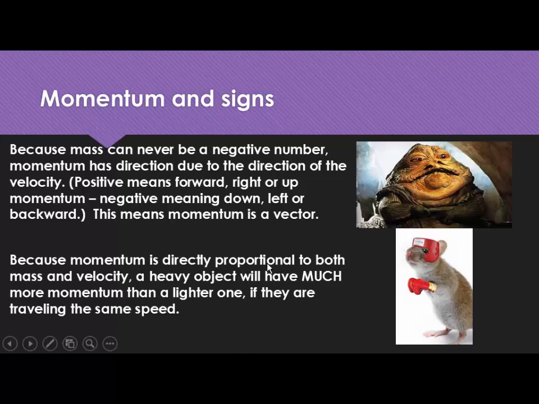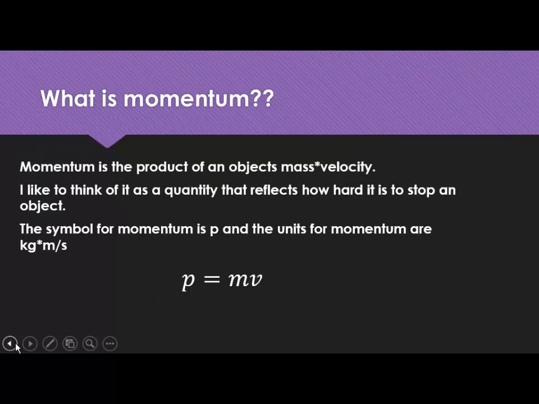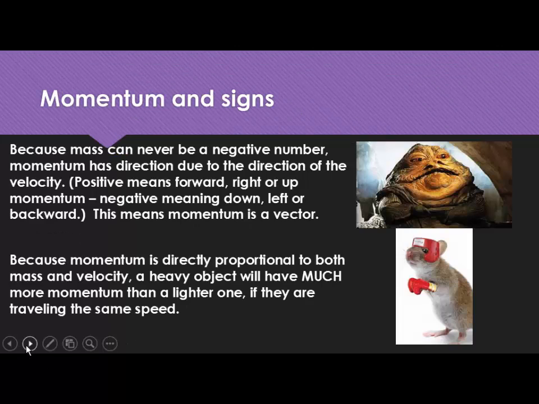So that means that because momentum can be a negative value, momentum is a vector. Momentum is directly proportional to both mass and velocity, right? When we look at this formula, this is not division, this is straight up multiplication, and there are no squares or square roots or anything weird like that, so it's just a direct proportion between these two variables.